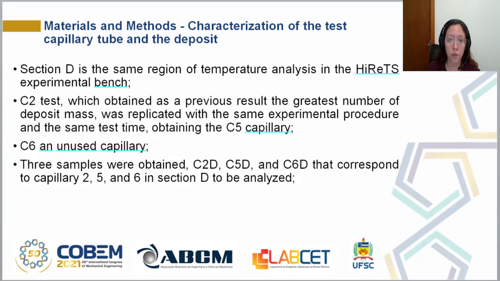The C2 test, which obtained as a previous result the greatest number of deposit mass, was replicated with the same experiment procedure and the same test time, obtaining the C5 capillary. Three samples are obtained: C2D, C5D, and C6D, which correspond to capillaries 2, 5, and 6 in section D, to be analyzed.